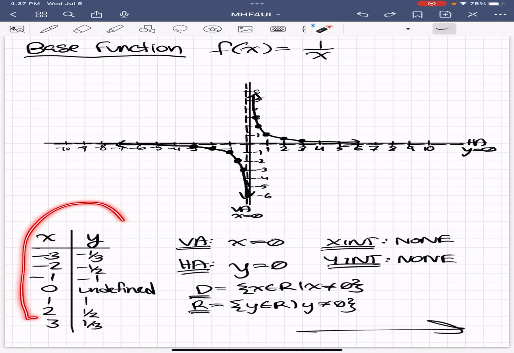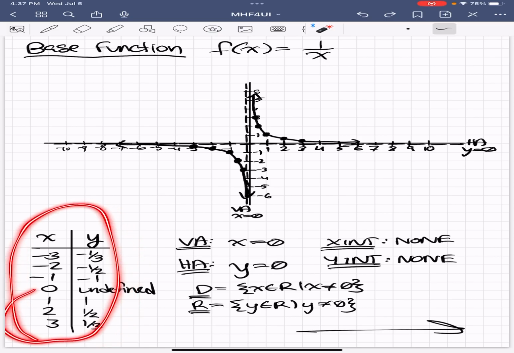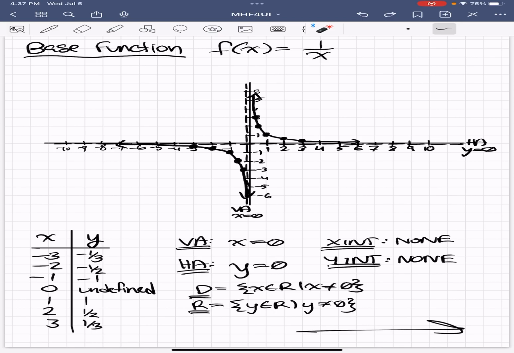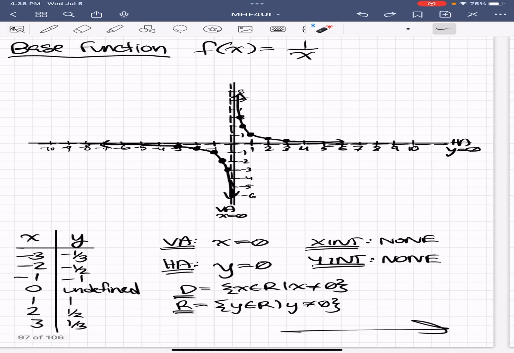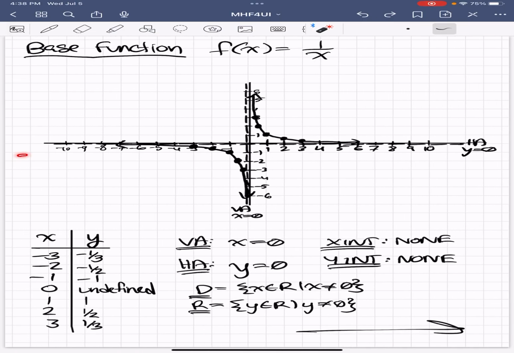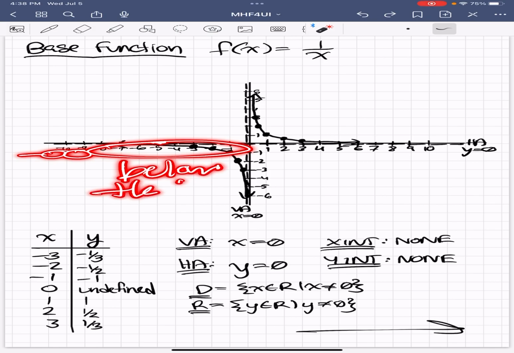As you can see here, we have our table of values of what it means. We have the table of values there. And then we have the end behavior and asymptote behavior. So listen very closely. As x proceeds to negative infinity, y approaches 0 from below. So as x approaches negative infinity here, y approaches 0 below the HA. So we use that negative symbol.